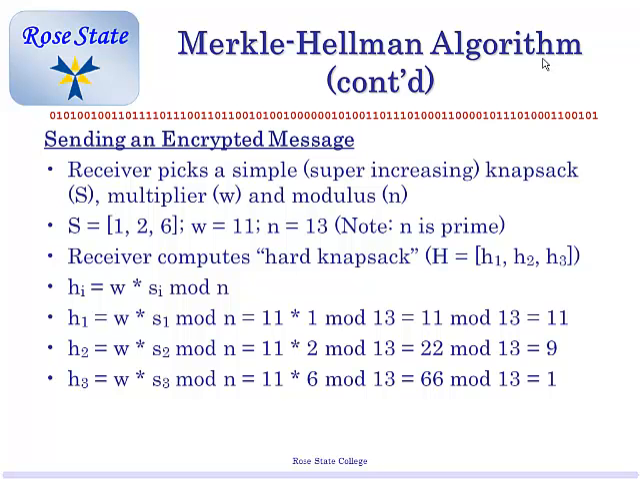Now let's talk about the math and everything behind it. It says to encrypt a message, the receiver picks a simple super increasing knapsack. So whoever's receiving it picks this knapsack, a bunch of numbers. It picks S. It also picks a multiplier and a modulus. This is probably the most complicated math. Well, the Galois field in AES might be a little bit more, but the math isn't really that difficult. So we'll say that Carol here is the receiver. She picked a simple super-increasing knapsack of 1, 2, and 6. Is that simple super-increasing?